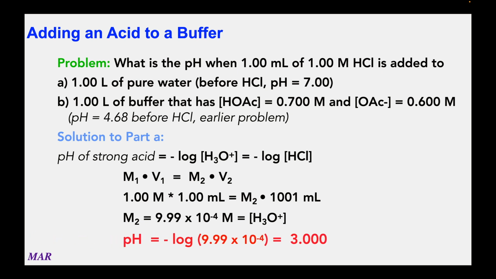So the concentration comes out to be 9.99 times 10 to the minus 4 moles per liter, minus log of that number, pH of 3. So our 1 milliliter made the pH 7 drop to pH 3. Pretty heavy drop of pH. But again, this is the effect of strong acids. And again, non-buffered things will drop pretty fast if you have an acid added to them, or rise pretty fast if you add a base.